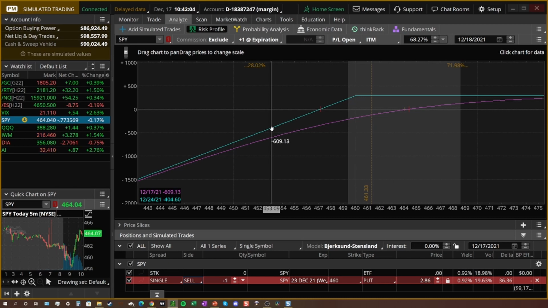Now, this is very basic, so when we get into covering more advanced strategies, we'll look at this risk profile in those strategies. It will really help you understand where your reward and your risk is, and that kind of stuff.